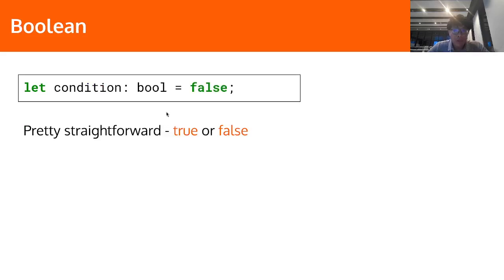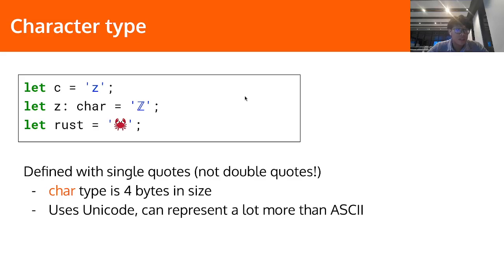Next, we have the boolean. The keyword is bool and it's true or false. So this is pretty straightforward. It's basically the same as every other language.